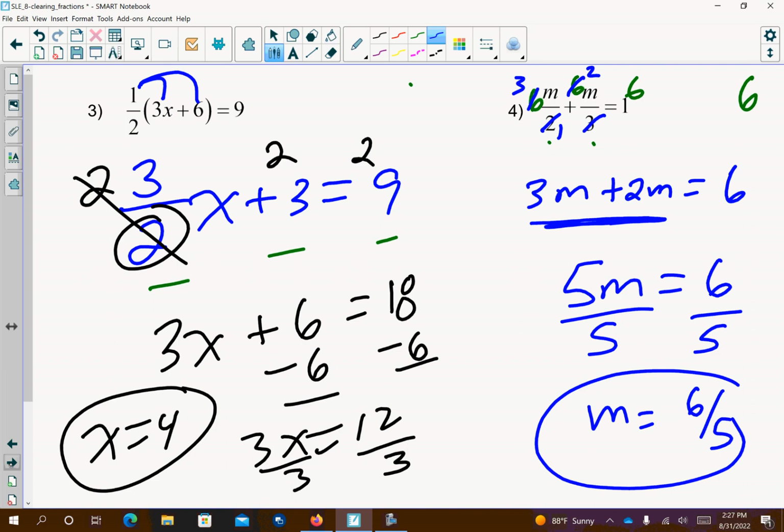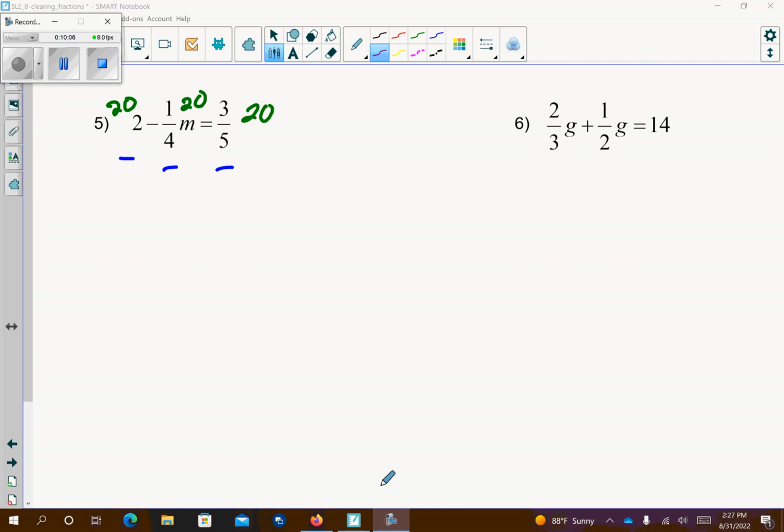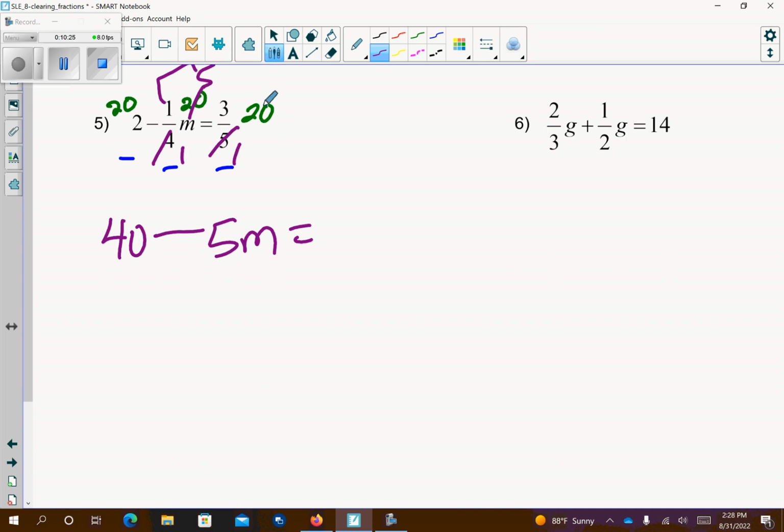Okay, 2 more examples. All right, so I have 3 different terms. What number do 4 and 5 both go into? That's right, 20. I'm going to multiply 20 for each of these. So if we multiply everything by 20, 20 times 2 is 40 minus 4 goes into 20 5 times. 5 times 1 is 5. Remember to keep the m. 5 goes in there 4 times. 3 times 4 is 12.